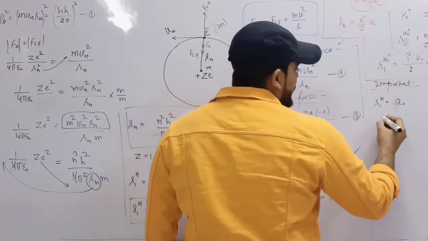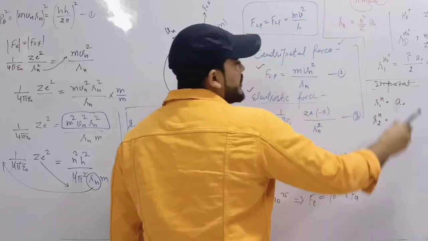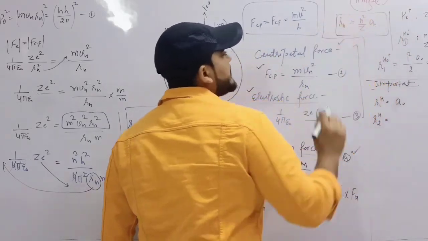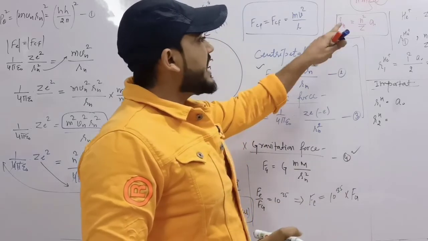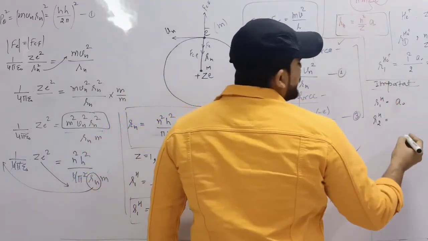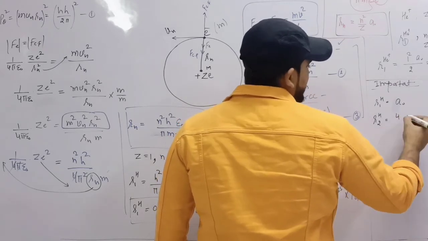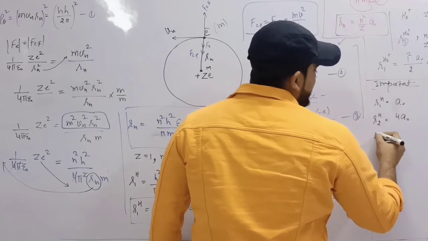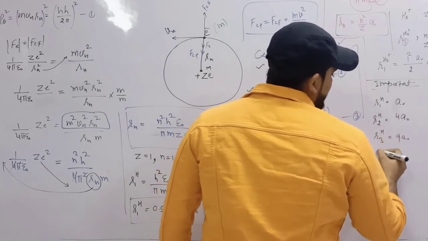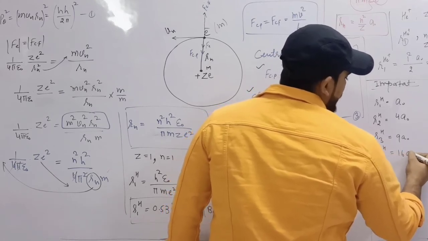Clear? If we are calculating for hydrogen atom, this is R2h. What is the value? We just put here. This is the formula now. This is the formula we have to remember, that Rn equals to n square by z into A naught. Okay, now put here n equals to 2, now 4, z is 1 obviously, so 4 A naught. And what is R3h? This is 9 A naught. And what is R4h? This is equals to 16 A naught.